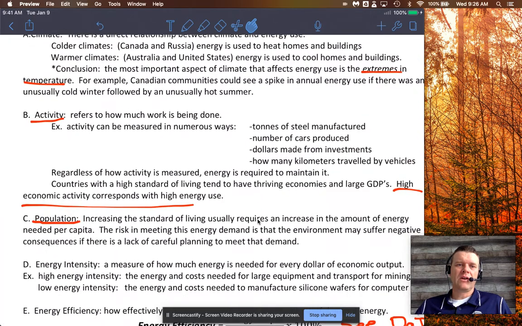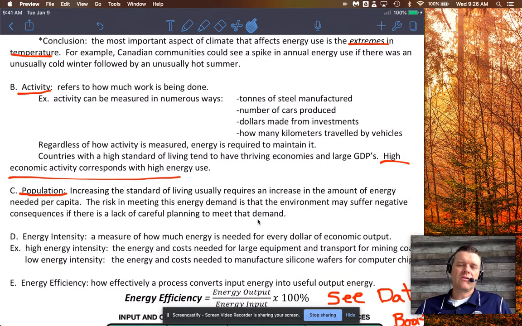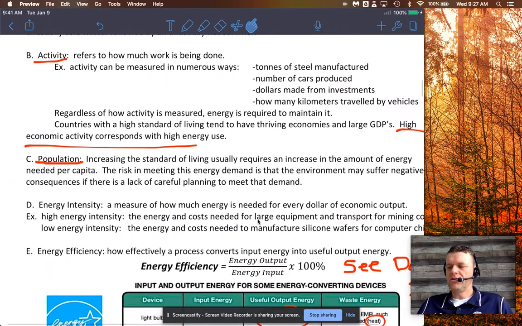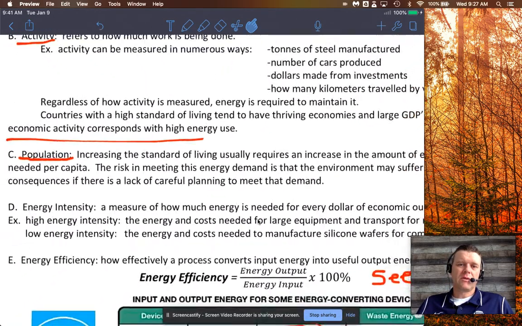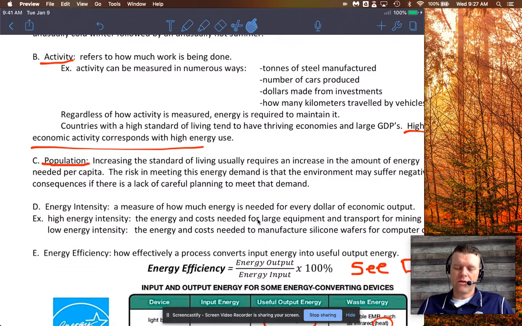Another one is activity, and you can measure activity in a bunch of ways. I listed those there. High economic activity corresponds to high energy use. That should make sense. If there's lots of activity, we're going to be using lots of energy. And probably a really obvious one is population. If you're going to try and raise the standard of living for everyone in a country, and there are more people in the country, then you're going to need more energy to raise that standard of living for everybody.